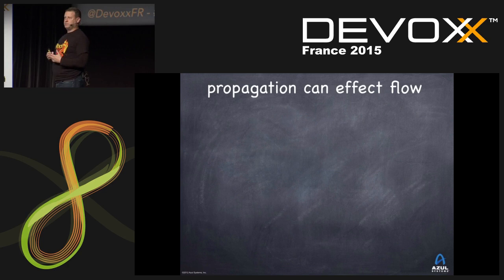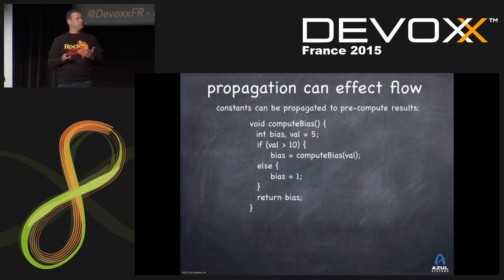First one has to do with propagating values in a way that affects the actual program flow, not just simplifies math or eliminates values. So take this little snippet, for example. We have a couple variables, and if the value is more than 10, we go do some sort of complicated computation somewhere else by calling it. But if the value is below 10, we set bias to 1. And then later we return whatever that is.